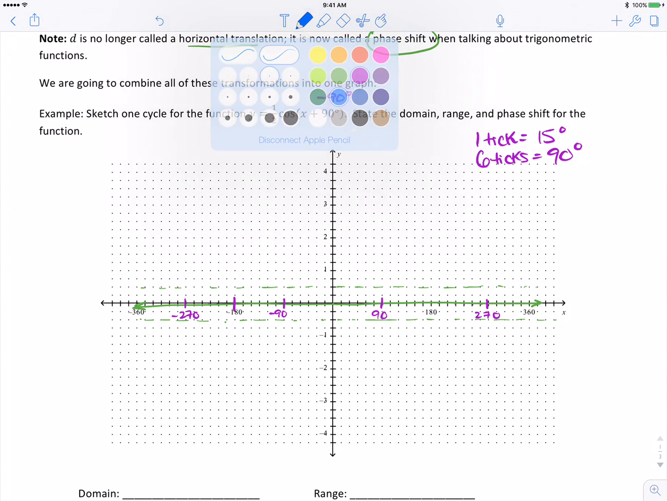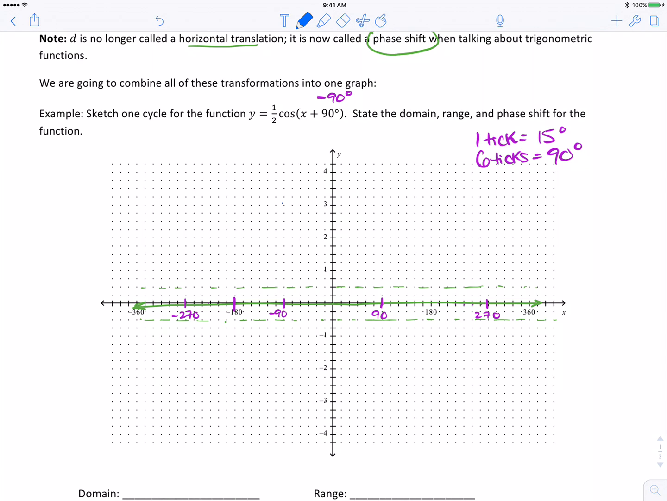So again, here's where I'm going to start for my function. Instead of starting at 0, I'm going to start here at negative 90. That's what my translation does, that phase shift. So starting at negative 90, I know that cosine starts at a maximum. So maximum, and my period is still the same. So it still takes me 360 degrees for that to happen. So maximum, middle, bottom, middle, maximum. And you'll notice that's a full revolution here, from 270 to negative 90 gives me that full revolution.